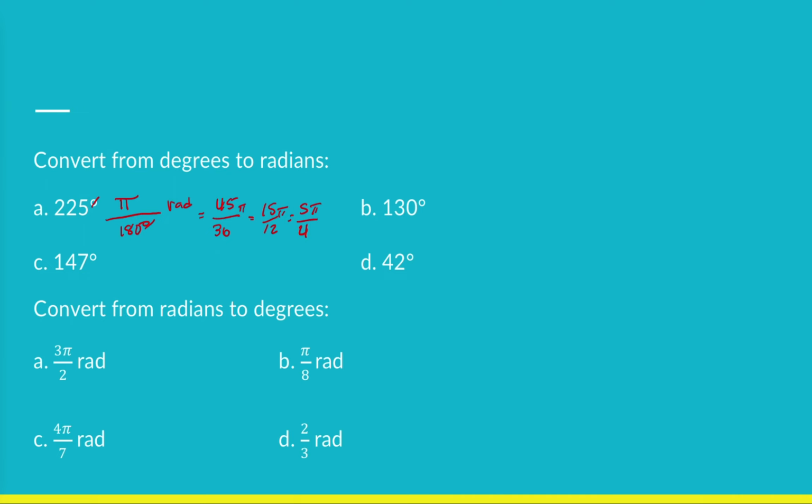All right, so 130 degrees times pi over 180 radians is going to give you 130 pi over 180, or 13 pi over 18. It is common to leave radians as fractions in terms of pi. If you look at your unit circle, it has radians as fractions in terms of pi. So pi over 2, pi over 4, pi over 3, pi over 6, etc.